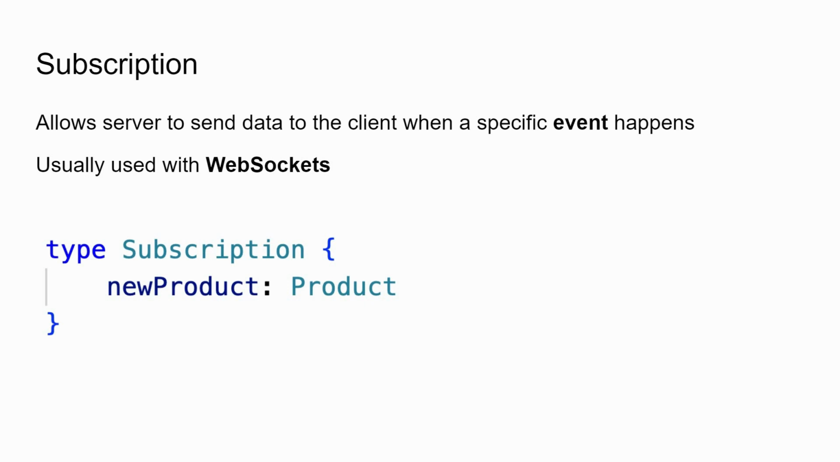The last root type is a subscription. It allows the server to send data to the client when a specific event happens on the server side. Usually, subscriptions are implemented through a WebSocket, so that the client is connected and listening to the events all the time.